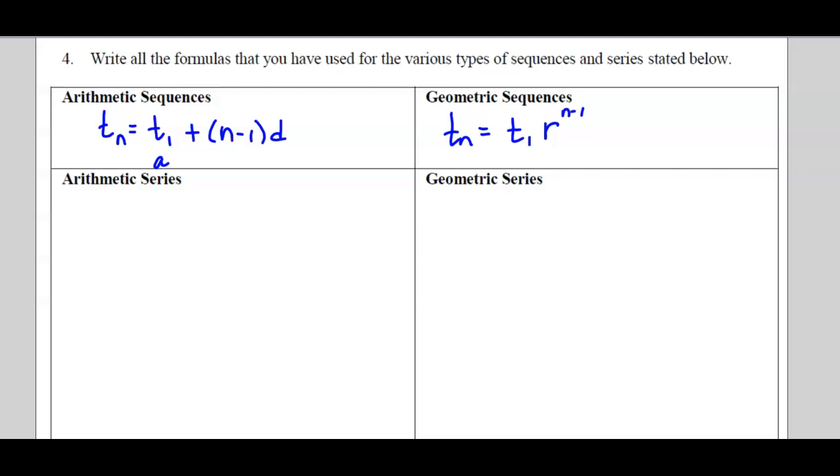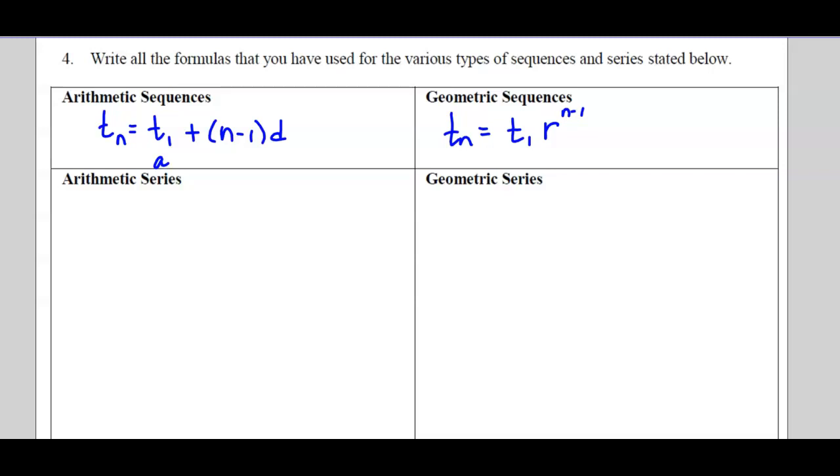I also derived the formula for the geometric product, the product of a geometric sequence. It's basically the same way you derive it for an arithmetic series, but multiplying everything instead of adding. I'll show you later.